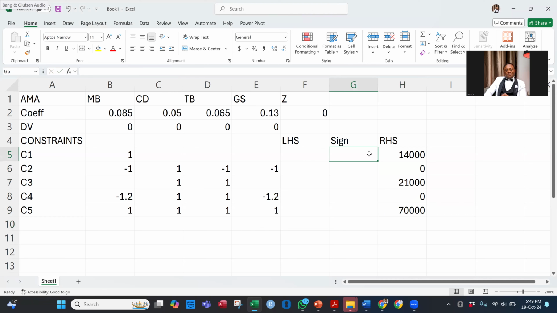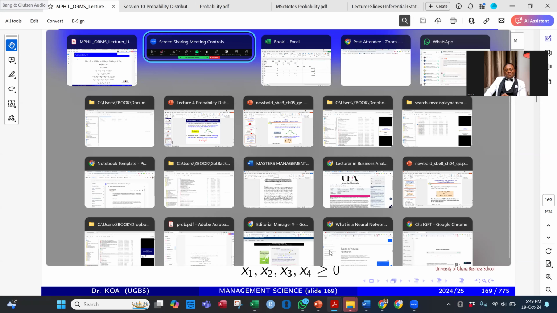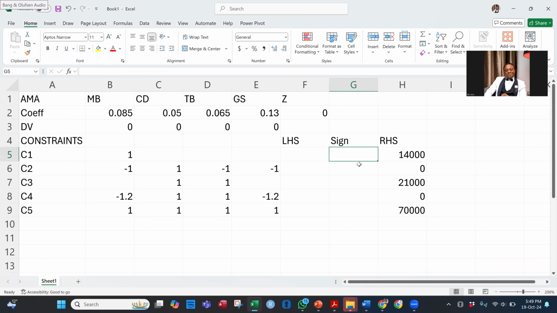Now the sign is obvious. The first two had less than or equal to. You can see it in the model. Then the next two had greater than or equal to. Then the last one had equal to. So the first two had less than or equal to. And then I'll just toggle that down here. The next one has greater than or equal to. So I write my greater than, and then I toggle it down. The last one had equal to, but you can't write equal to. You have to bring the dot in front because Excel will see it as a formula.